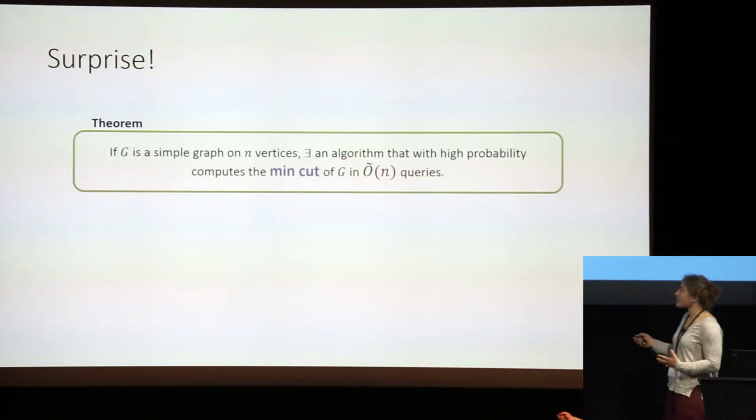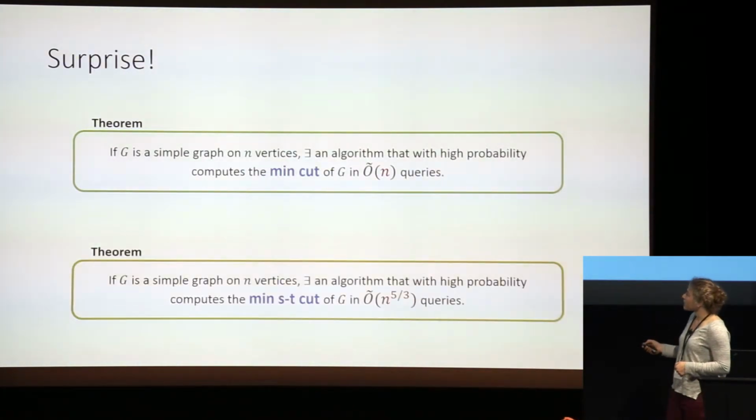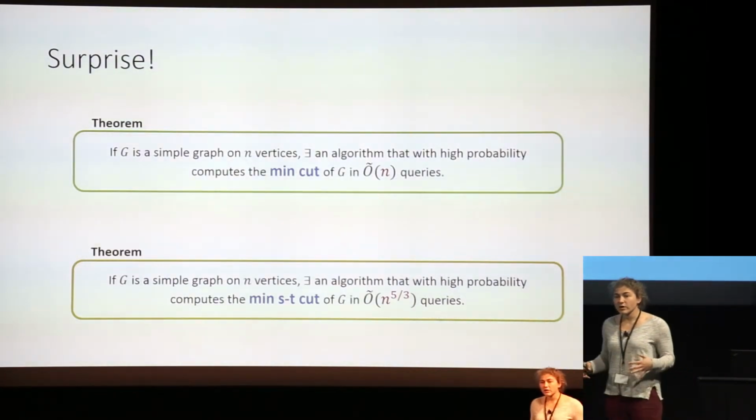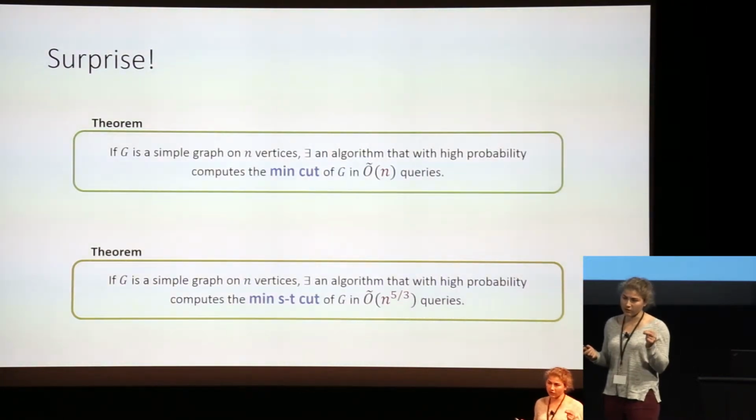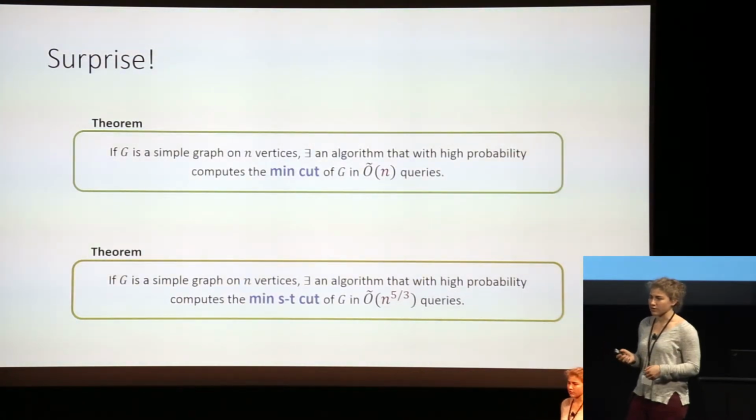Okay, but as the title of this talk and also Anna's spiel at the beginning already revealed, we came across this big surprise, which is actually that in a simple graph, there's an algorithm that only requires a linear number of queries to compute the minimum cut. Okay? And even for the min st cut problem, which is a more complex problem, which is still submodular, you can get subquadratic queries, so n to the 5/3. All right, and so we can compute the exact minimum cut in the graph without knowing the graph at all, which I think is pretty surprising.